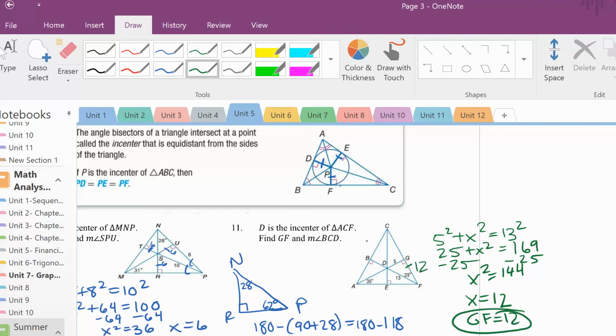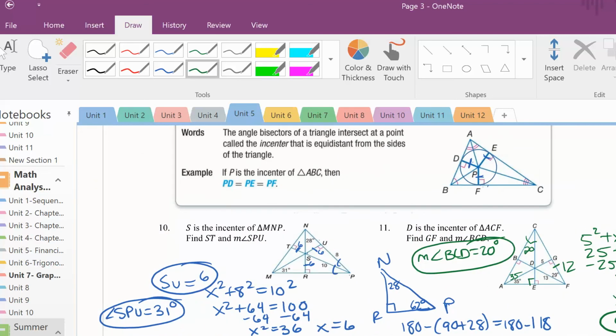So then it says find the measure of angle BCD. So we want to find the measure of angle BCD. And this is a right angle here. And we also know that this is an angle bisector. So this is 35. So we have 90 and 70. So 160, which means there's 20 left over for angle BCD. So it's 20 degrees.